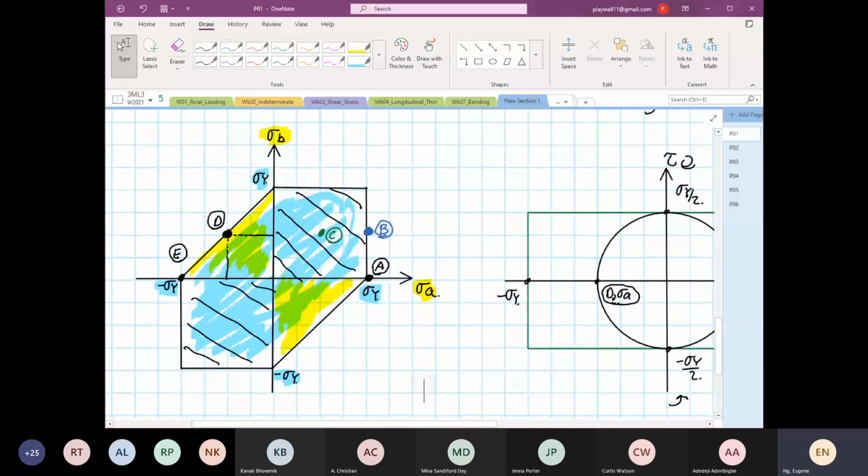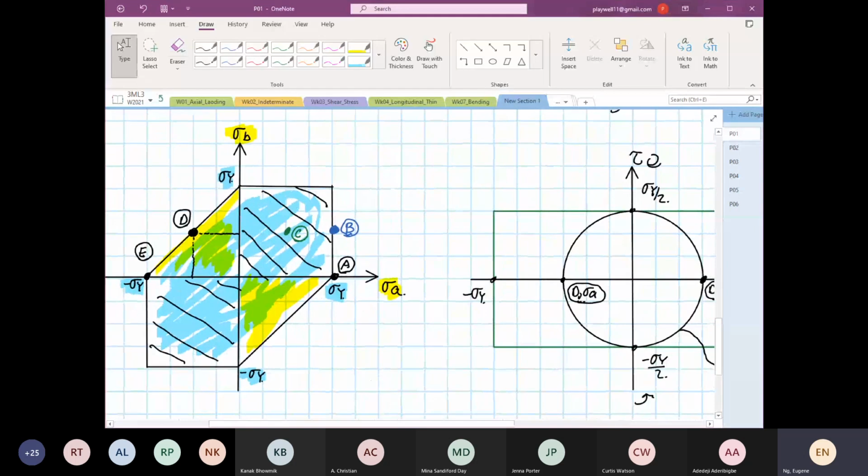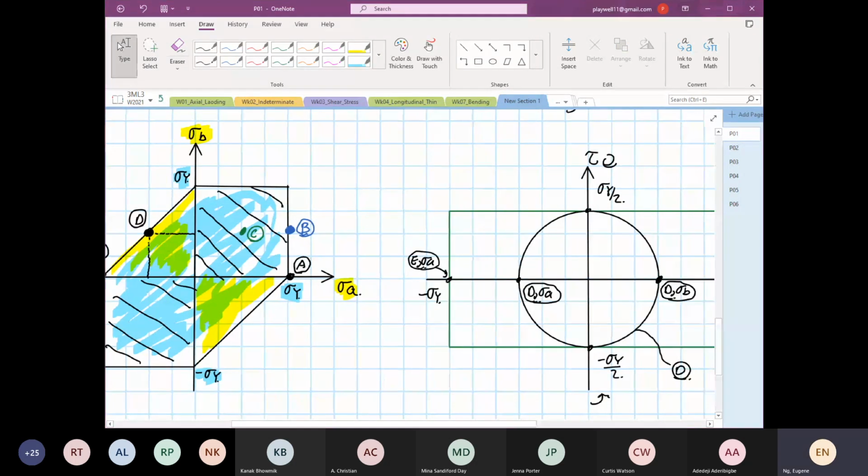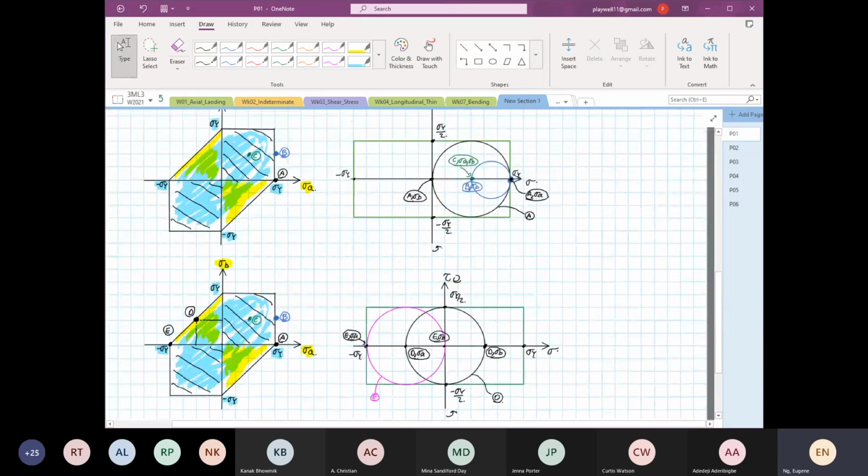I'm going to pick another condition E. For E, you realize that stress A is over here, and again, over here is E for stress B. I use a different color and draw the circle. So this is for condition E. That's how the circle works.